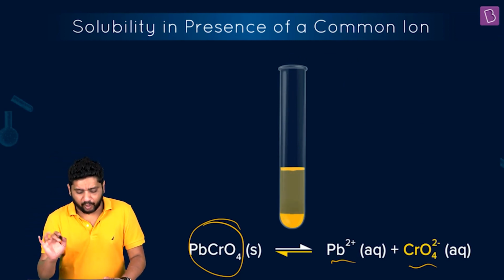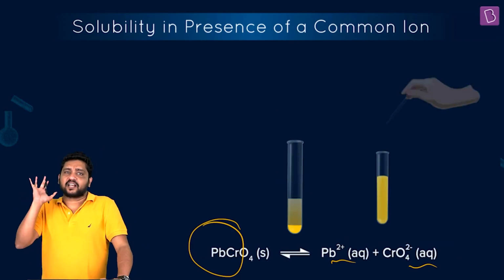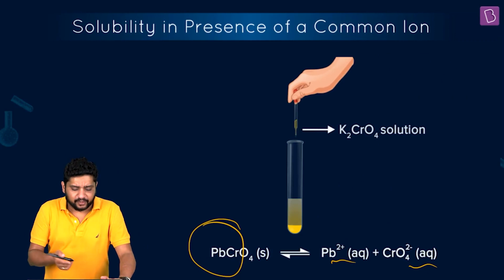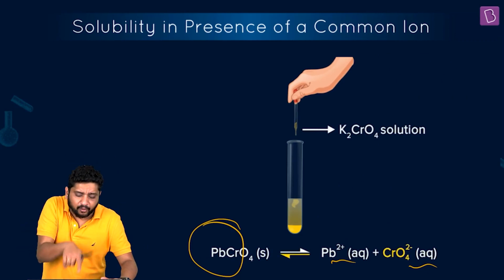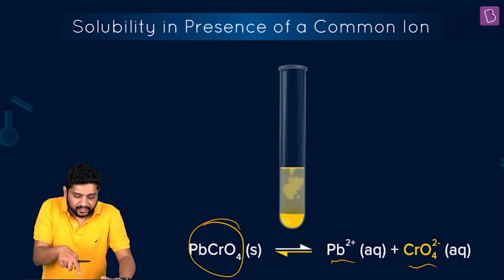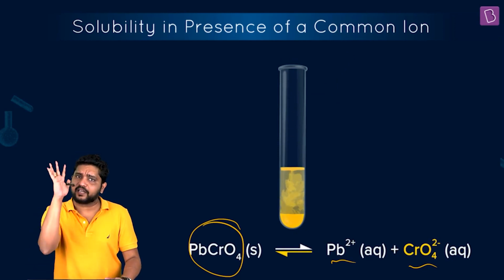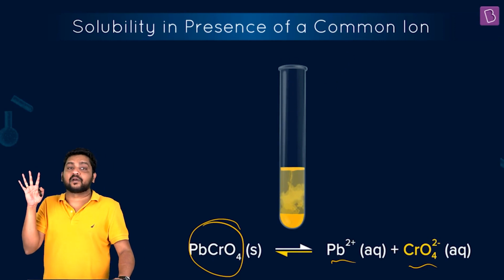Why? Because what I had originally was, let's say, a saturated solution of lead chromate. You can even see why it is saturated, because you can already see precipitate at the bottom of the test tube. You are already seeing some yellow deposition, which means it was already saturated. Whatever is soluble is already there.